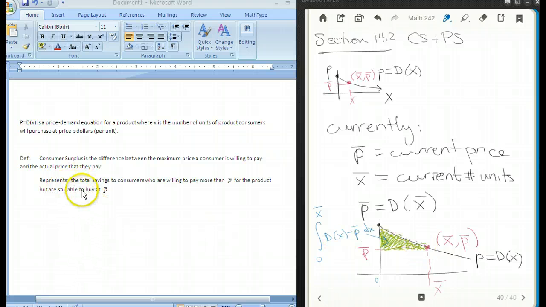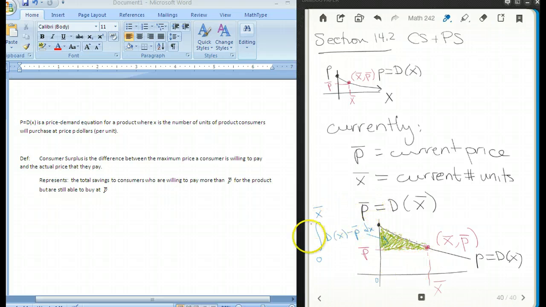And what does it represent in terms of an application? It represents the total savings to consumers who are willing to pay more than P bar for the product, but are still able to buy the product at P bar. A good example of that kind of scenario would be bottled water. Everybody regularly buys a bottle of water for like $1, but I do know that plenty of you have probably bought a $4 bottle of water at some kind of sporting event, baseball game or football game. The reason you were willing to pay $4 is because you were thirsty enough and they wouldn't let you bring water in. Because water is one of those sustainable things for survival, you're willing to pay more for it than you usually have to. So that savings of maybe $3, because you were willing to pay 4 and only paid 1, is a benefit to you as the consumer.